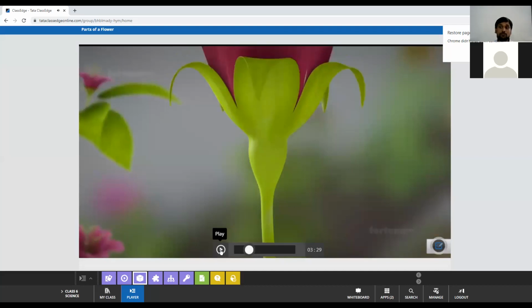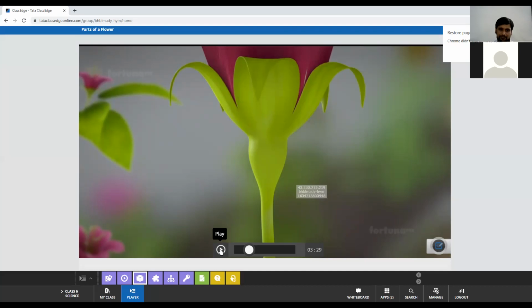Yes, here we missed one point. The stalk of a flower is called as what? Pedicel. The point we have to remember here: the stalk of a flower is called as pedicel. The swollen part above the pedicel is called as what? Thalamus. On the thalamus only, the floral parts will be arranged.